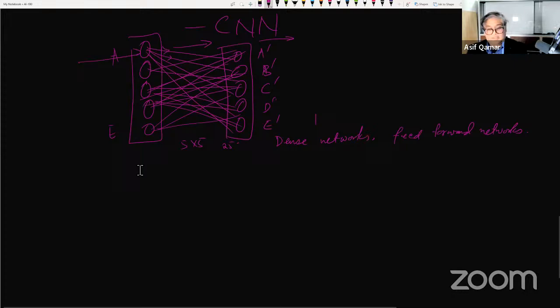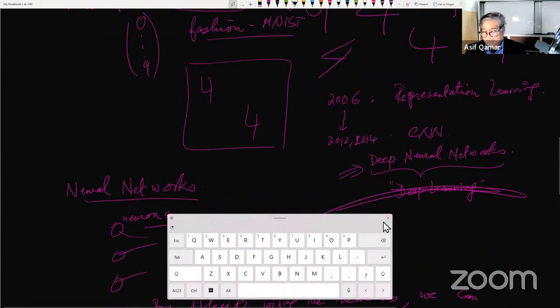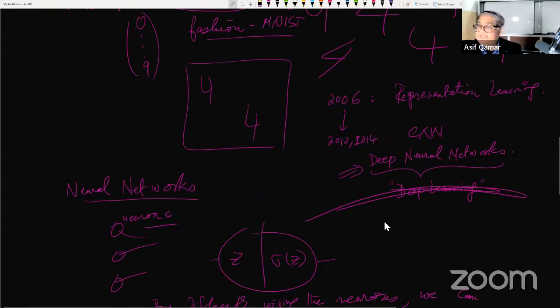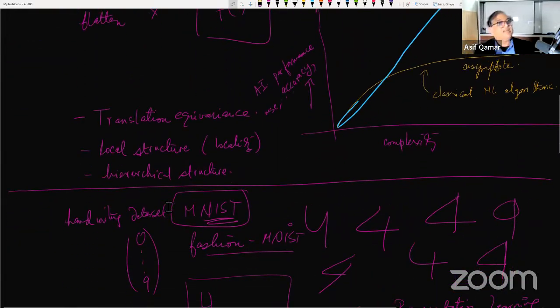See, let me refresh. What is it that I've been saying? I've been saying that we need an architecture where these things are inductive biases: translation equivariance, local structure, locality, hierarchical structure. There are a couple more, stationarity, etc. I won't go into that. There are actually 6 conditions. But next time when I reiterate it and go deeper into CNN, I'll go into that.